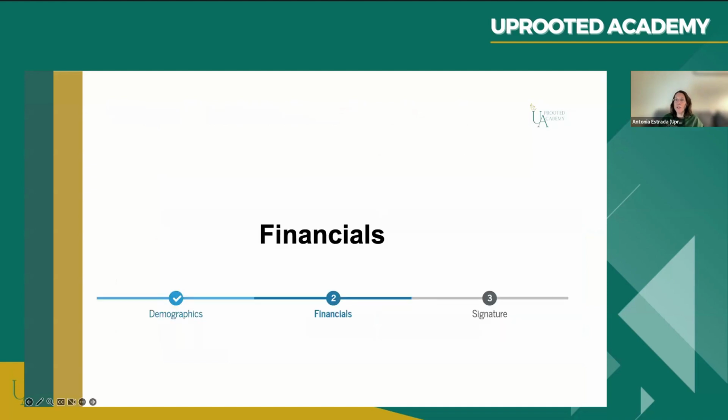So now we move on to the parent section of the application. Oof, I know it's a lot of information. We're almost there. The parent information is much shorter than the student section. You can see it has only three sections: demographics, financials, and signature. So we're going to focus on the financial section, since this is where the major differences are from previous years' FAFSAs.